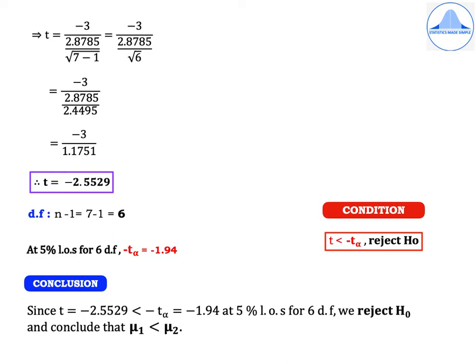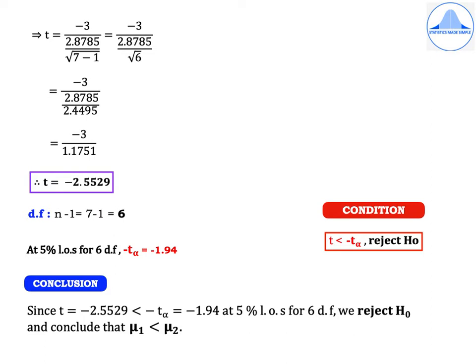2.5529. Now the condition which is used for a left tail test is you have to check if t is less than minus t alpha. If this condition is satisfied, then we reject H0, otherwise we accept H0. So the degrees of freedom is n minus 1, which is equal to 7 minus 1 equal to 6. At 5% level of significance, for 6 degrees of freedom, minus T alpha is equal to minus 1.94.